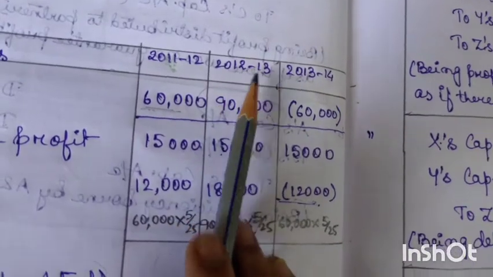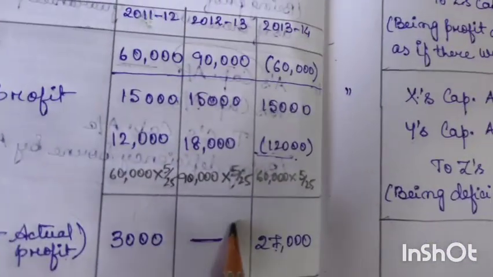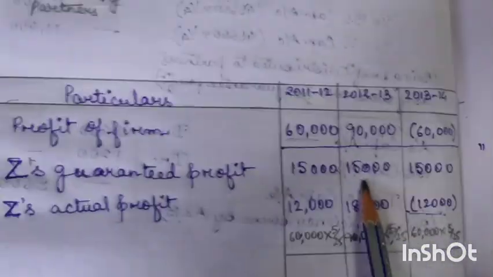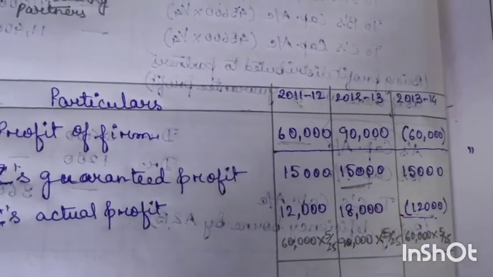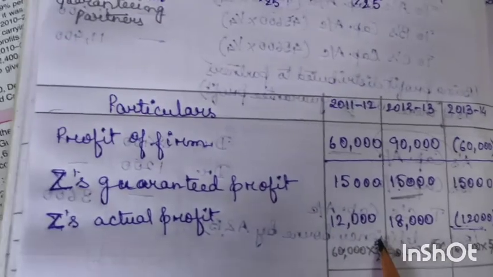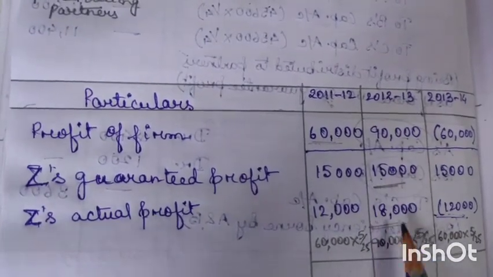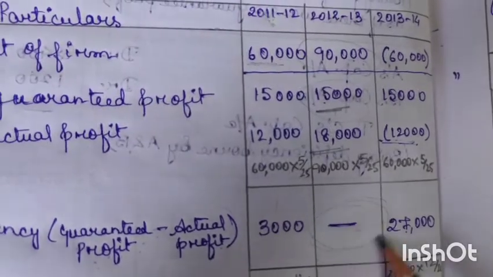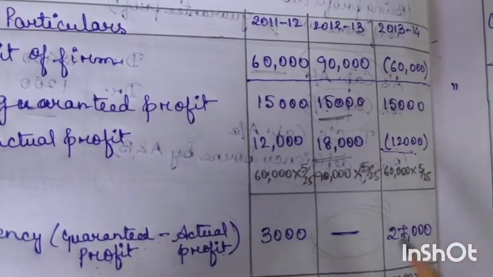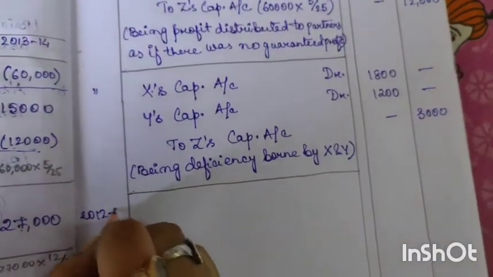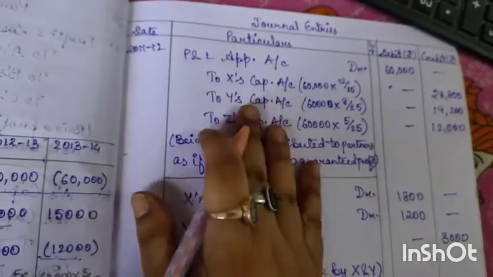Now coming to the next year, that is 12 to 13, there was no deficiency, right? Because why there was no deficiency? We can say because the guaranteed profit is 15,000, but Z's actual profit is 18,000, which is more than the guaranteed amount. So there is no case of compensating the amount or anything like that. So in this year, means in the second year 2012 to 13, we will only share the profit.